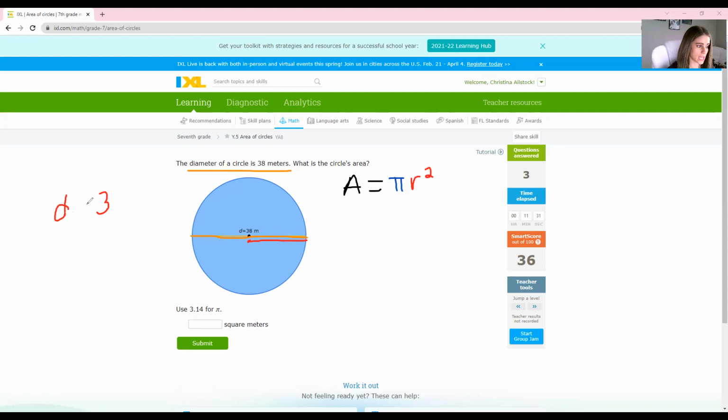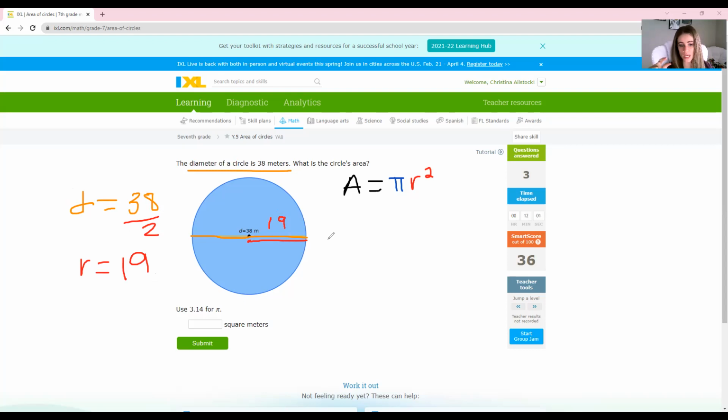So if your diameter is equal to 38, if we divide that by 2, it will give us the radius. What would be 38 divided by 2? 19. That means our radius is 19. That is what we need to use in our formula.